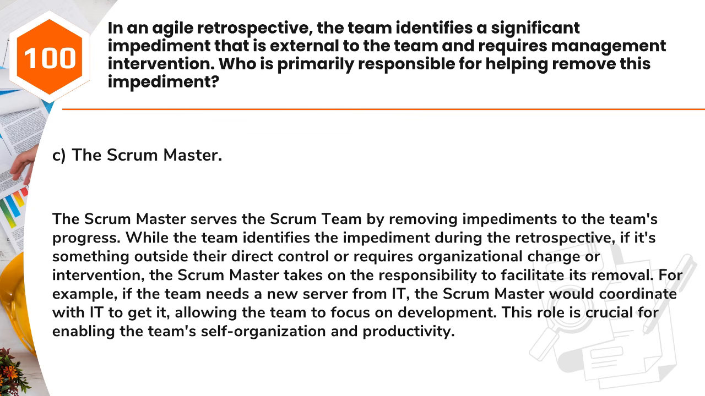Answer: C. The Scrum Master. The Scrum Master serves the Scrum team by removing impediments to the team's progress. While the team identifies the impediment during the retrospective, if it's something outside their direct control or requires organizational change or intervention, the Scrum Master takes on the responsibility to facilitate its removal.